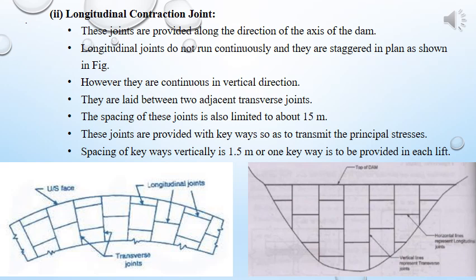So, at a time the concrete is constructed in one stretch of 15 meters for the transverse, 15 meters for the longitudinal, and 1.5 meters for the construction lift. So at a time the concreting is done for a block of 15 meters by 15 meters by 1.5 meters.